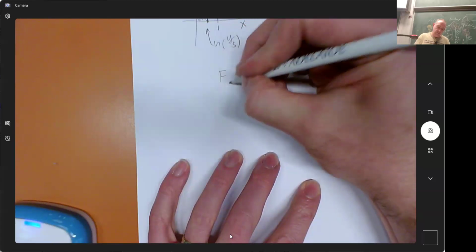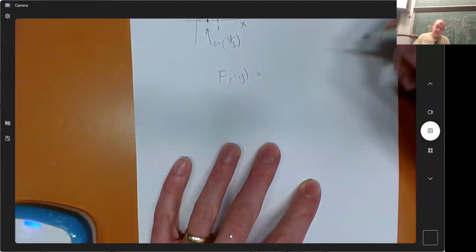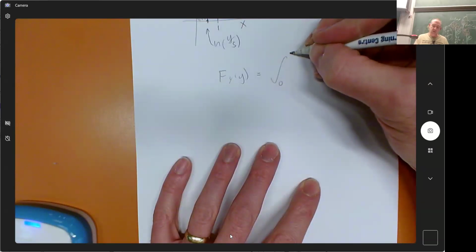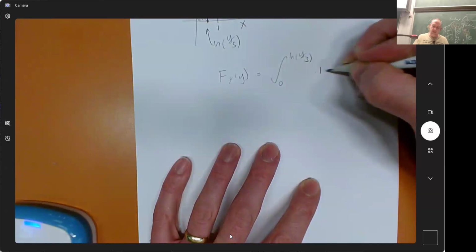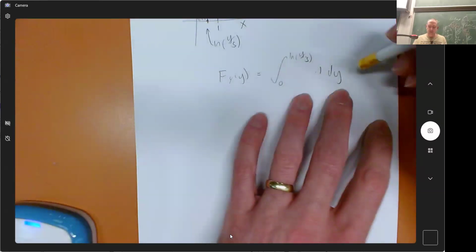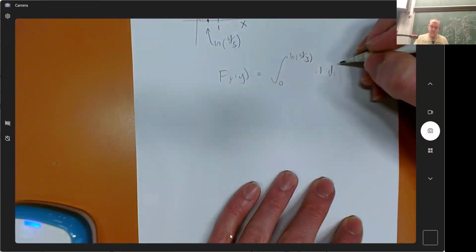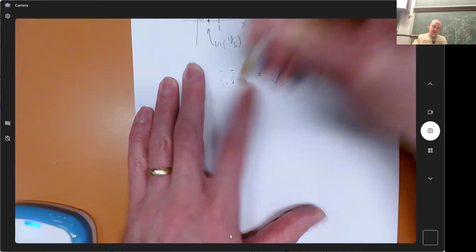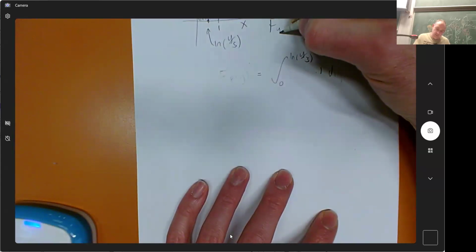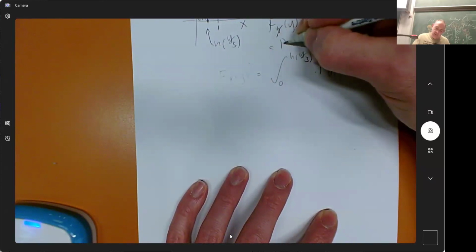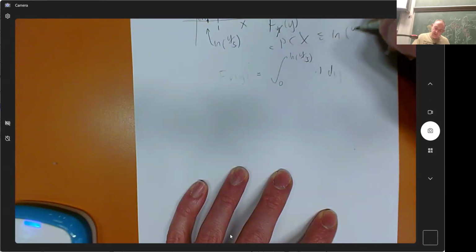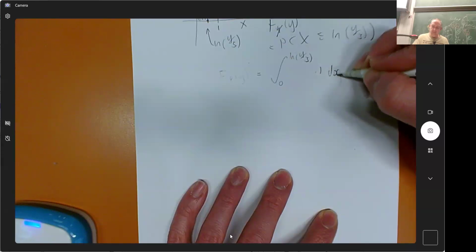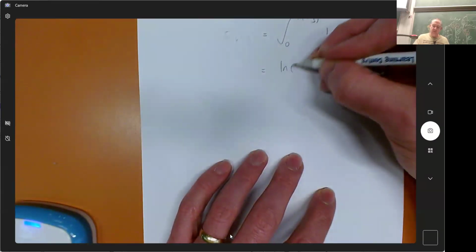So f_Y(y) is technically, if you really want to do integrals, the integral from 0 to ln(y/3) of 1 dx. I'm just going to stick in the previous lines of working. F_Y(y) was the probability that X is less than or equal to ln(y/3), which is just ln(y/3).